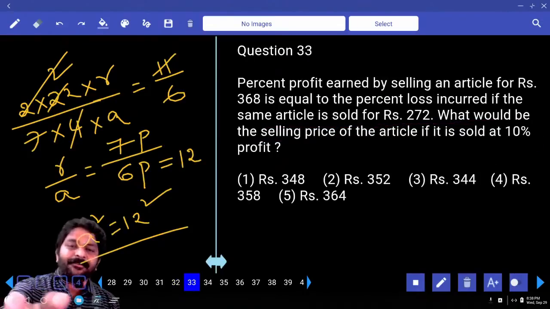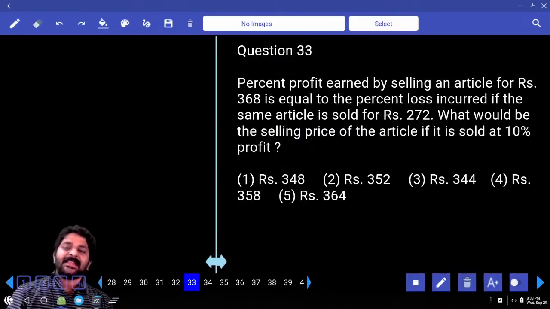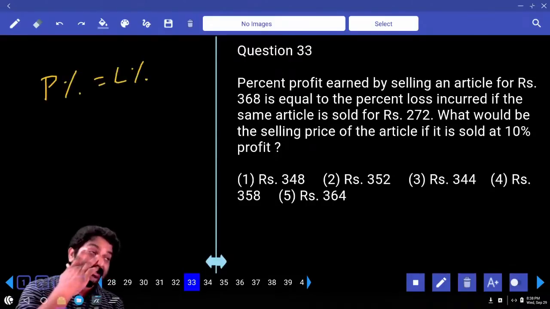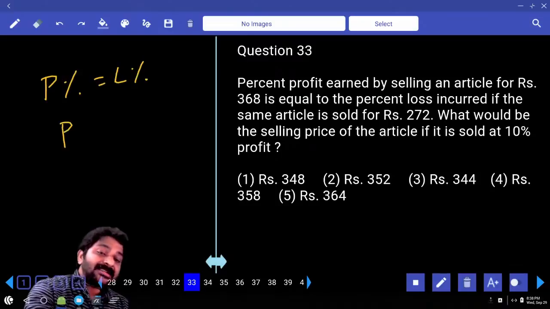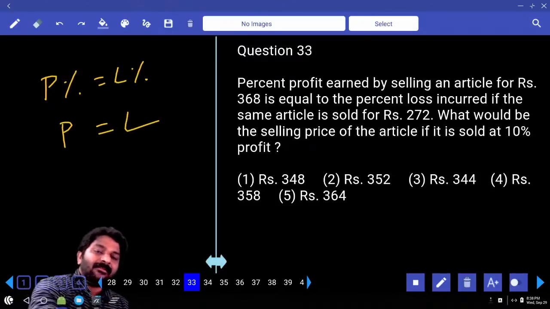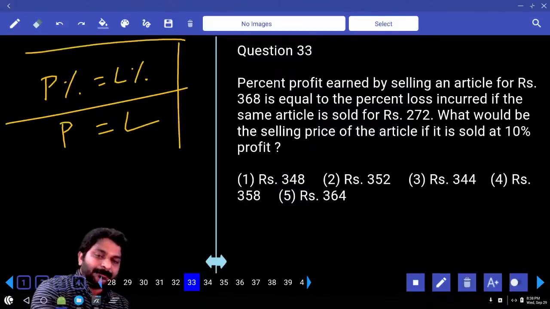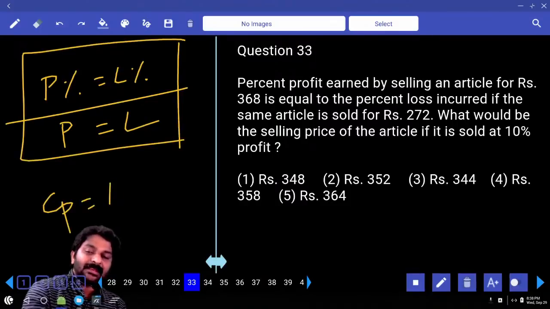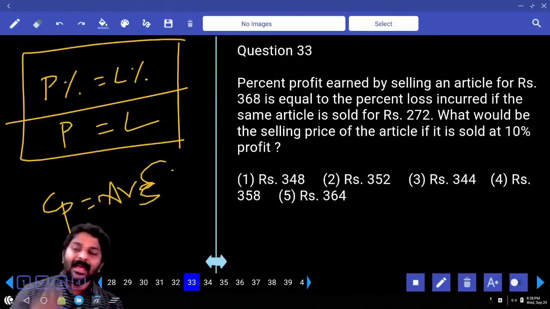The percentage of profit earned by selling an article for 368 is equal to the percentage of loss incurred if the same article is sold for 272. Right. If profit percentage is equal to loss percentage, or sometimes profit is equal to loss, whenever you get this particular condition by selling 2 articles, your cost price is going to be the average. Cost price is equal to average.